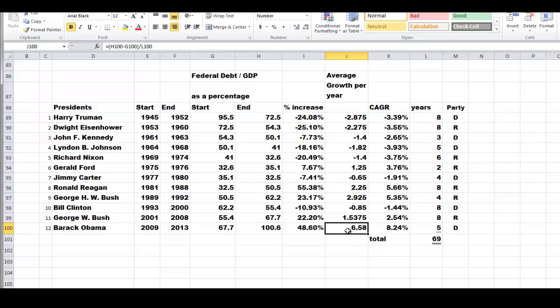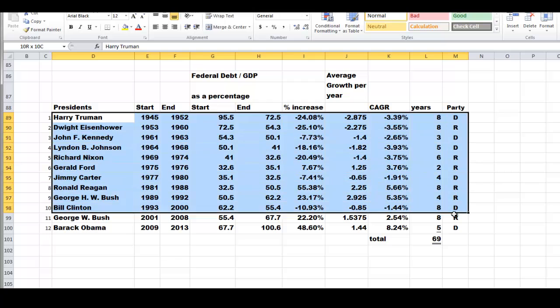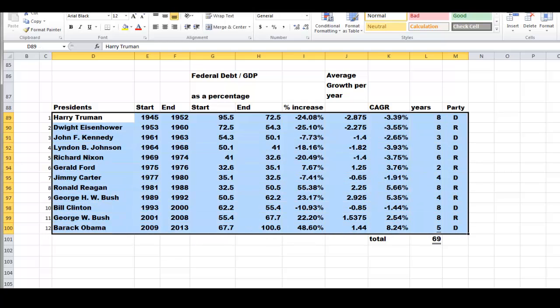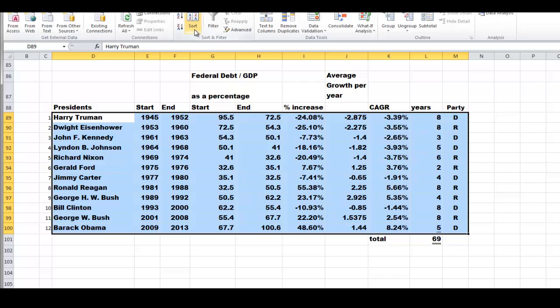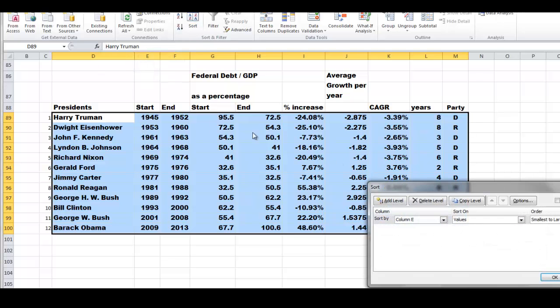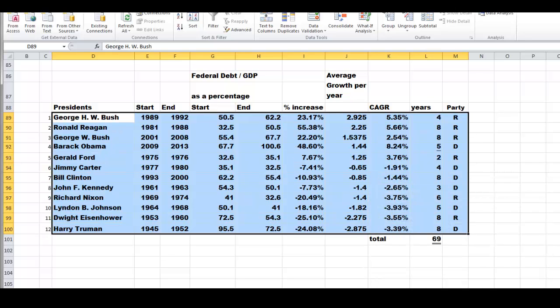All right, so here is President Obama's 6.58, which, as you can see, by this measure, he has the highest average growth rate. Now remember, average growth rate is biased against more recent presidents. But let's put it at his ending marginal growth rate, which was 1.44. And let's see what happens to his rating then. So we're going to sort the data, and we're going to sort it by, let's see, column J, and we're going to show the largest to the smallest, and look what happens.